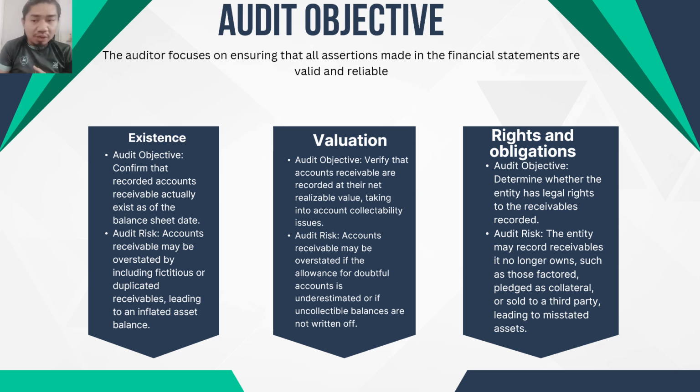To evaluate this, auditors usually review agreements and contracts such as factoring arrangements or loan covenants, to identify any restriction on transferring ownership. Also, they make inquiries with the management and legal counsel regarding any pledge or assignment of receivables.